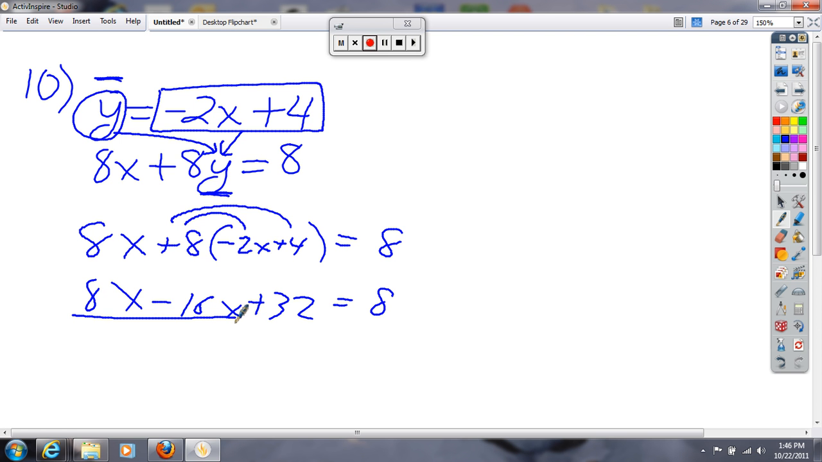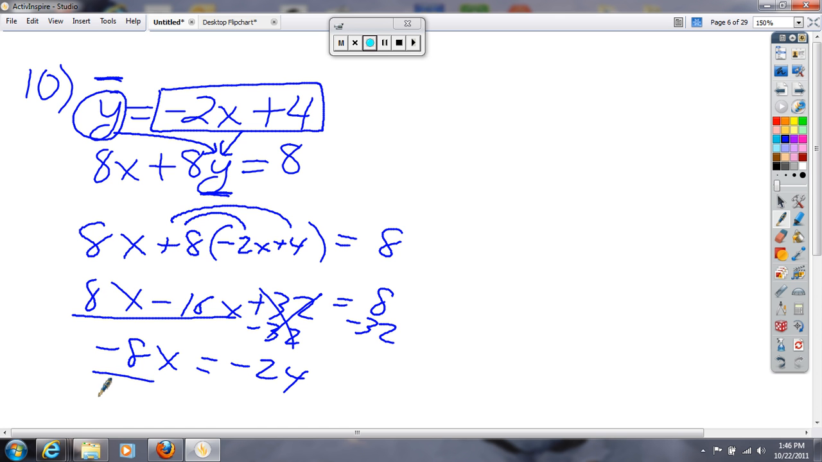Take 8x minus 16x. Signs are different, so I subtract the numbers, that gives me 8x, and I keep the sign of the bigger number, which is 16, the sign is negative, so it's negative 8x. I need the 32 to go to the other side, so I'm going to subtract 32 here, and subtract 32 there. The 32's cancel, so negative 8x equals a negative, because the bigger one is negative, I'm keeping the sign of the bigger number, and I subtract the numbers, and I get 24.